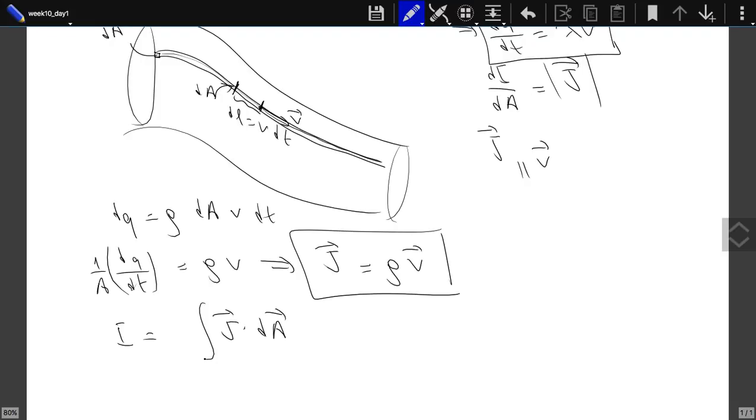Well, you see, there is a scalar product over here, so I is a scalar, not a vector. And of course, this J can be running in the direction of A or in the opposite direction. So if J is in the same direction as your area vector, then you have a positive current. If J is in the opposite direction, then you have a negative current. But nevertheless, the current is always a number.